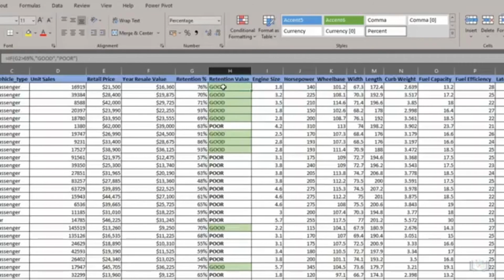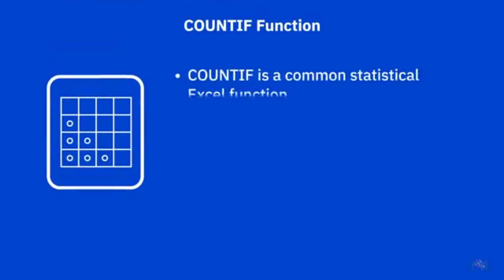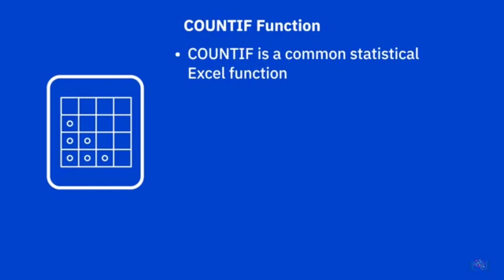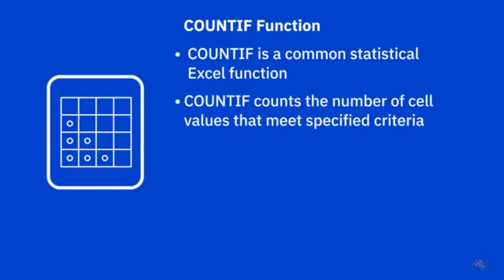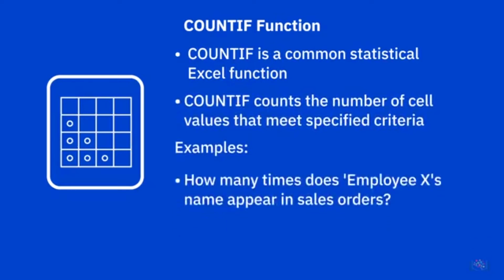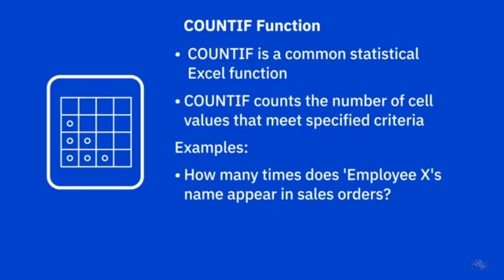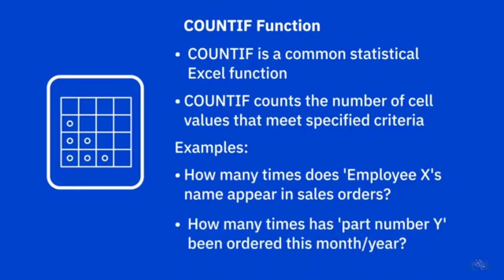And once again, we copy that down the column. Now, all the cells that contain the word poor are formatted as red text with a pink cell fill. Let's now have a quick look at how to use the COUNTIF function. COUNTIF is one of the statistical functions provided in Excel. You can use it to count the number of cells that meet a certain criterion, such as the number of instances where an employee's name appears in a list of sales invoices, or the number of occasions a particular part number appears in a list of purchase orders.